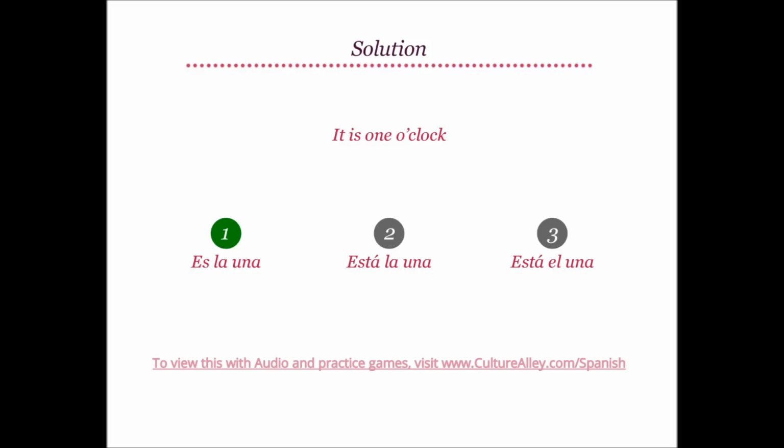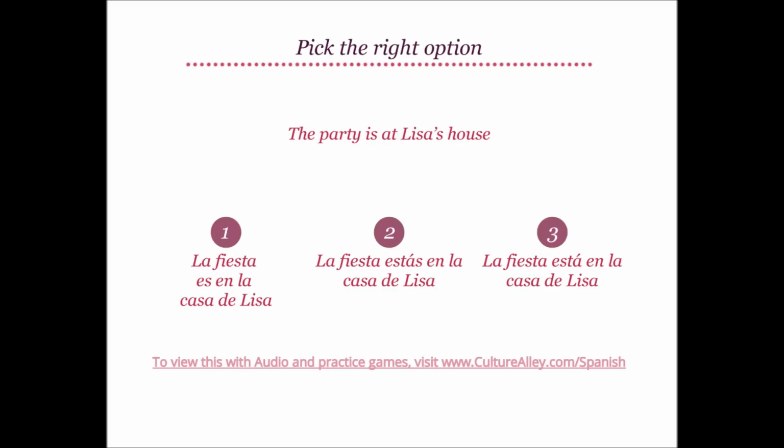Great! Moving on, how do we say the party is at Lisa's house? Do we say la fiesta estás en la casa de Lisa? Or la fiesta está en la casa de Lisa? Or la fiesta es en la casa de Lisa? The party is at Lisa's house will become la fiesta es en la casa de Lisa. Do you remember the exception here? Although it may not refer to a permanent situation, we always use ser to tell where an event is taking place.